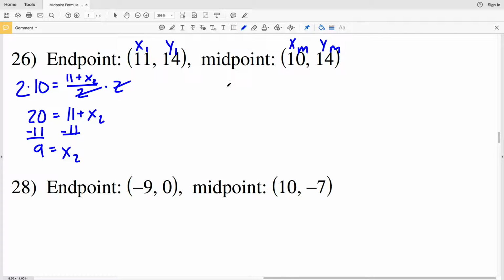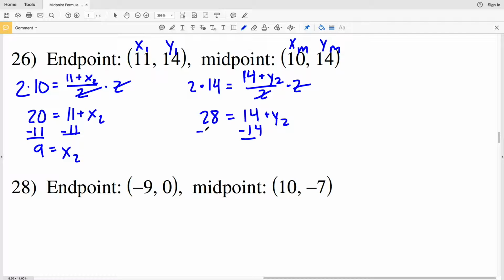For my y sub 2 value, I'll have y sub m, which is 14, and that's equal to the sum of my y values of my endpoints, so that's 14 plus y sub 2, and then I'll divide that by 2. Multiplying both sides by 2, 2 times 14 is 28, so 28 is equal to 14 plus y sub 2. So then I'll subtract 14 from both sides, 28 minus 14 is 14, so 14 equals y sub 2. Therefore, my coordinates for my endpoint at number 26 are 9, 14.